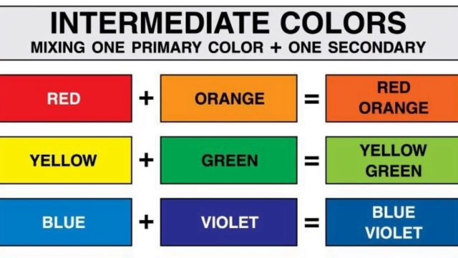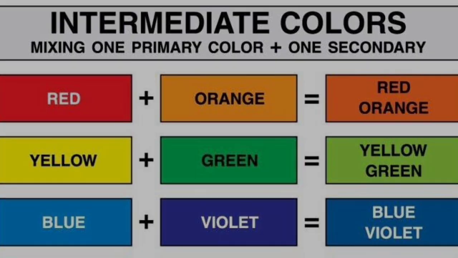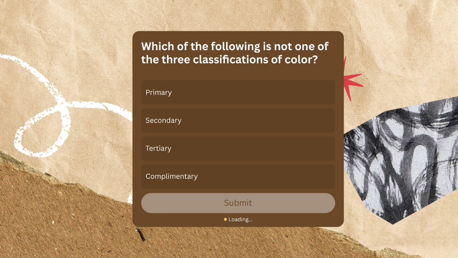Lastly, we have the tertiary colors. These are made by mixing a primary color with a neighboring secondary color. That's how we get shades like red-orange, yellow-green, or blue-violet. They expand the color wheel and give us more variety to work with. Now, let's test your knowledge about color. Which of the following is not one of the three classifications of color? Is it primary, secondary, tertiary, or complementary?